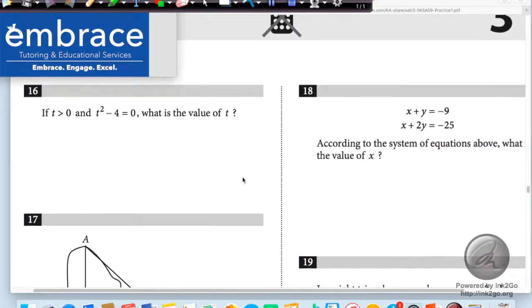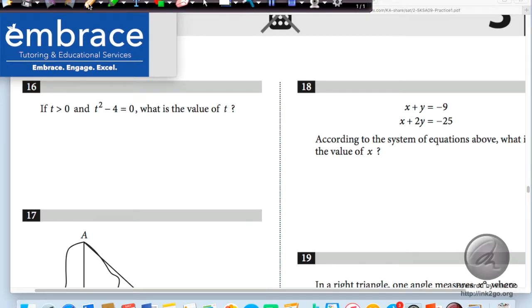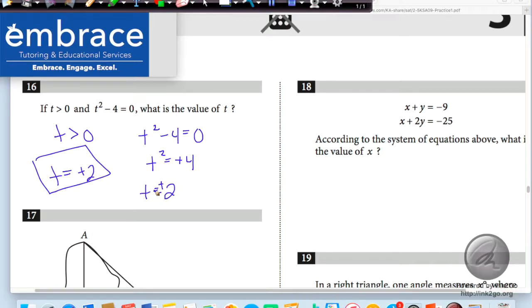Okay, problem 16, and it says if t is greater than 0, and t squared minus 4 equals 0, what is the value of t? Okay, now t squared minus 4 seems pretty simplistic, right? If I were just to do t squared equals positive 4 here, well, I know that t is going to equal 2. But theoretically, because this is squared, this could be positive or negative 2. Now, your piece of information that t is greater than 0 means that t can actually only be positive 2. So positive 2 is your answer, and it can't be negative.